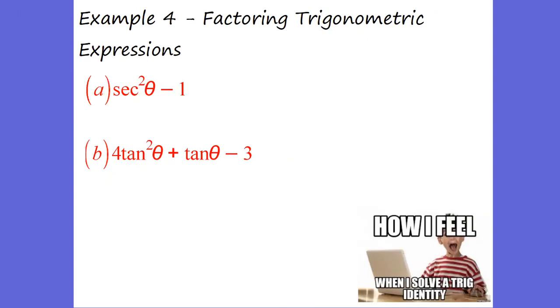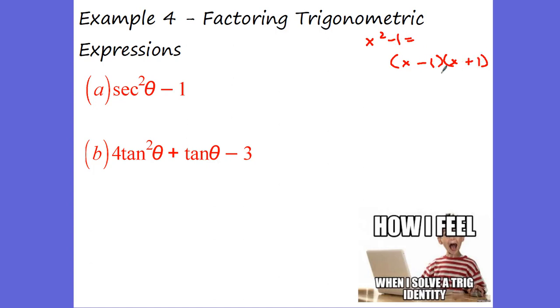Let's take a look at example 4, which is factoring trigonometric expressions. So this is just like what we do with factoring. Now, look at this first one. This first one is secant squared of theta minus 1. Now, think of it. If I said x squared minus 1 and I want you to factor that, well, how are we going to factor that? What factors make up x squared? That's x and x. What factors make up negative 1 is negative 1 and positive 1.